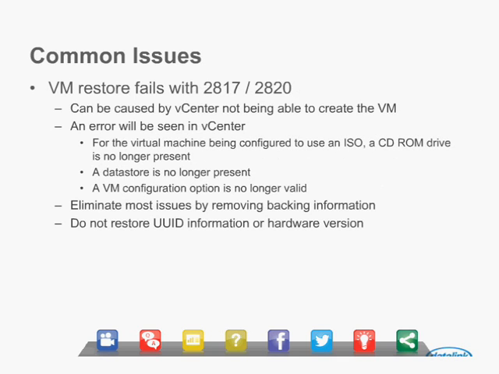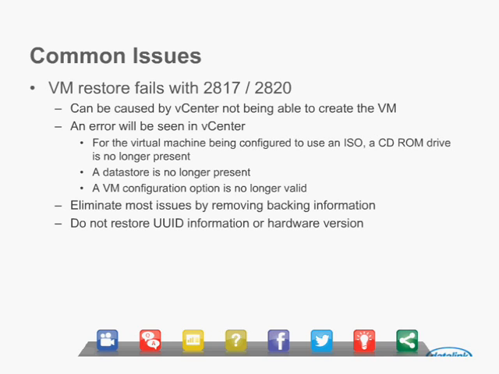VMware restore failing with a 2817 or 2820. This can be caused by vCenter not being able to create the VM. As you're issuing restores, you can look in vCenter and see create virtual machine. Every step of what's happening with NetBackup talking to vCenter is traceable in vCenter. So this is a really good troubleshooting step. And again, the error will be seen in vCenter.